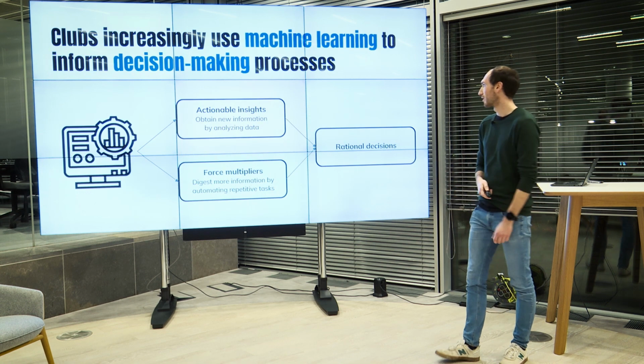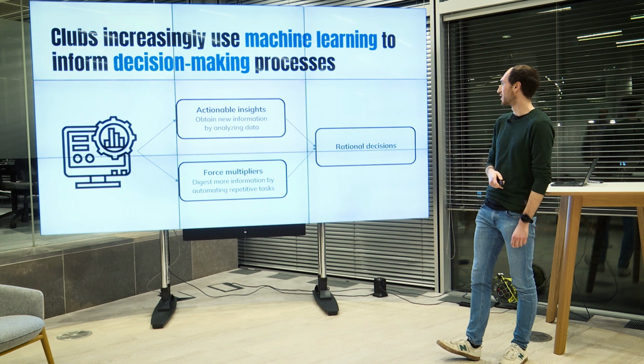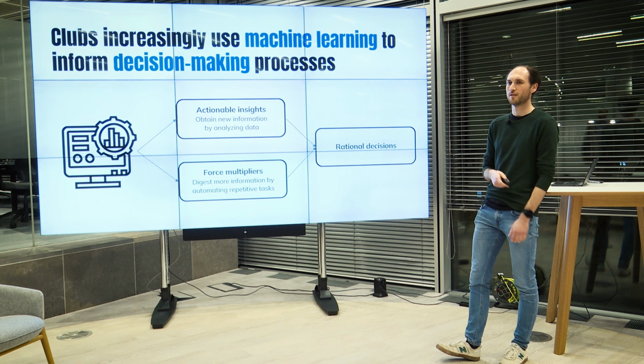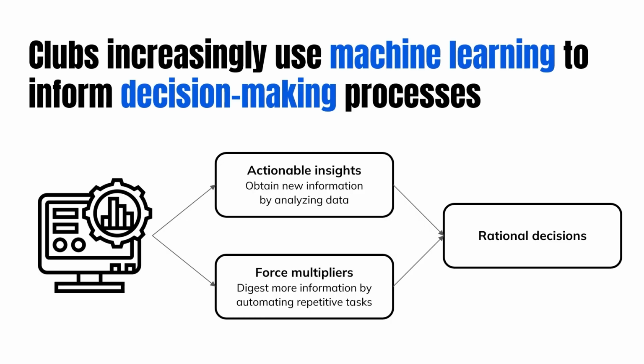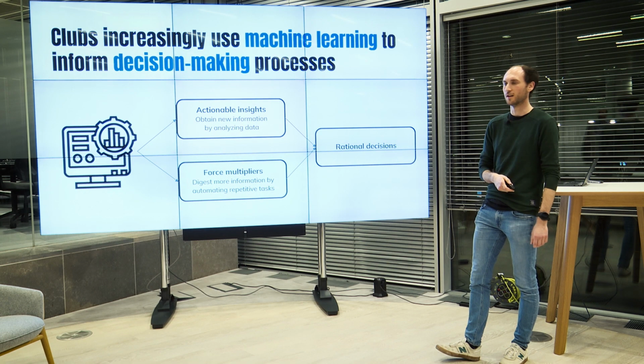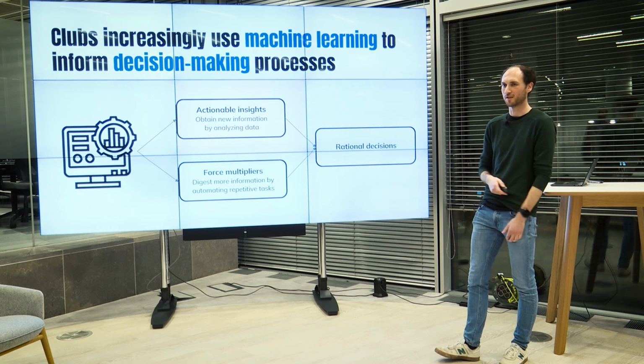So as a consequence, clubs are increasingly using machine learning to inform decision-making processes nowadays. On the one hand, to derive actionable insights from the large volumes of data, and on the other hand, to automate things that are otherwise done manually by humans, such that those humans get more time to do more interesting analysis, which then hopefully results in better decisions.